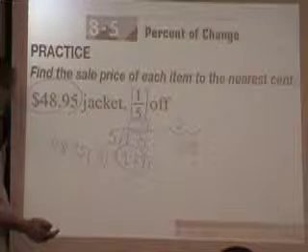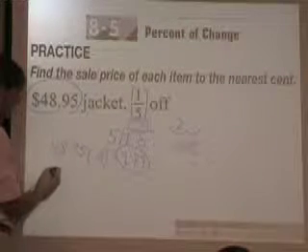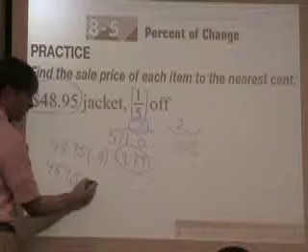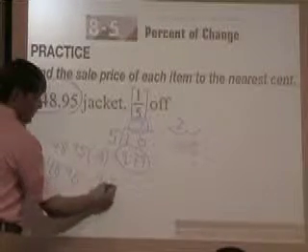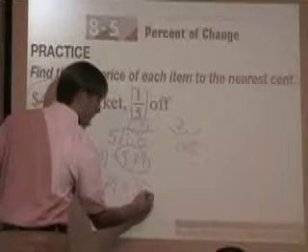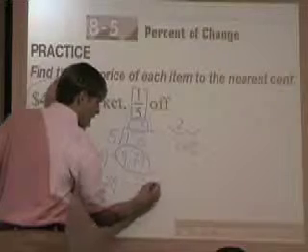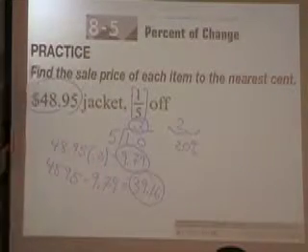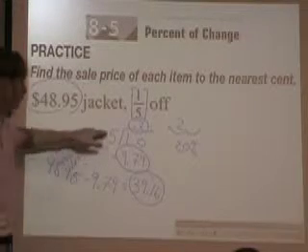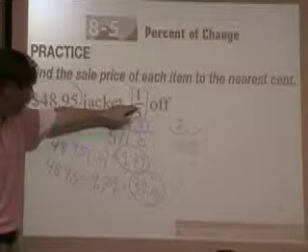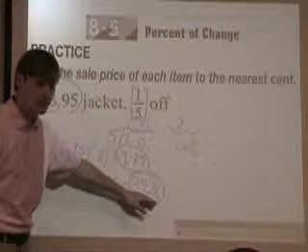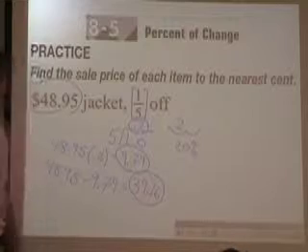Now what's the last step? Subtract. So do 48.95 minus 9.79, and what do you get? $39.16. So if you go to the store to buy something for $48.95, Chris, and it's a 20% off, which is 1/5 off, then the cost is $39.16 after your discount.